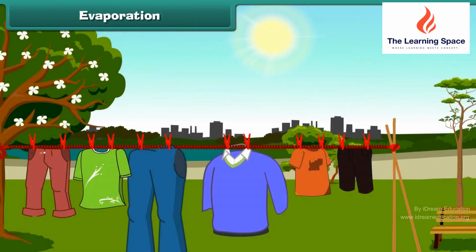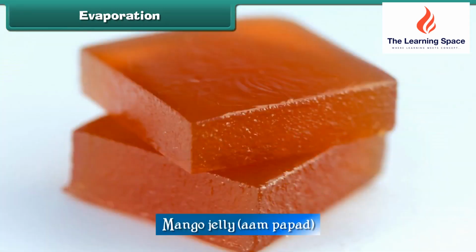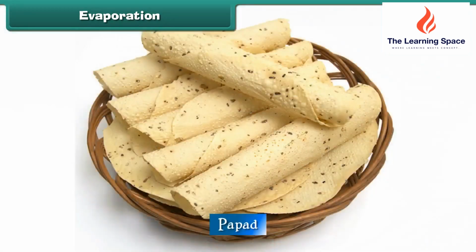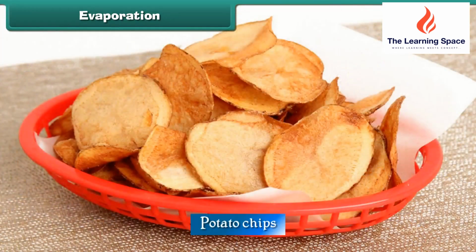Evaporation. When you keep a wet cloth in the sun, it dries faster than the same wet cloth kept under shade. Eatables like mango jelly, like aam papad, badis and potato chips are made by keeping them in the sun.